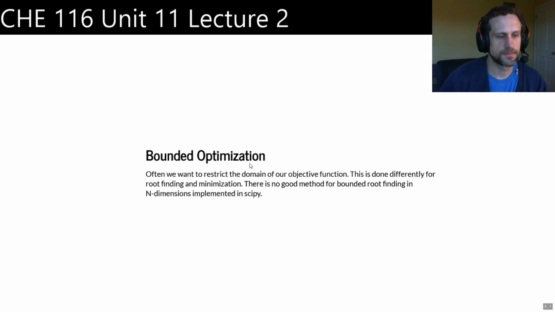So moving on from non-convex optimization, sometimes we want to restrict our bounds, and restricting bounds is done differently for root finding and minimization. One of the things about SciPy is that there's not really a method for bounded root finding in n dimensions. I have to double check this year. This may have changed, but what we'll see is we can basically do bounded minimization and then bounded root finding in one dimension.